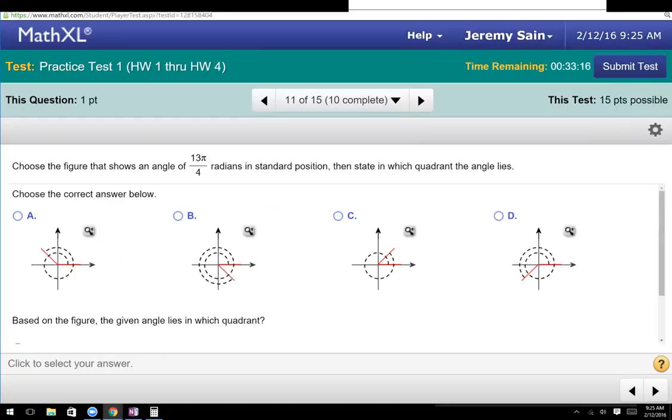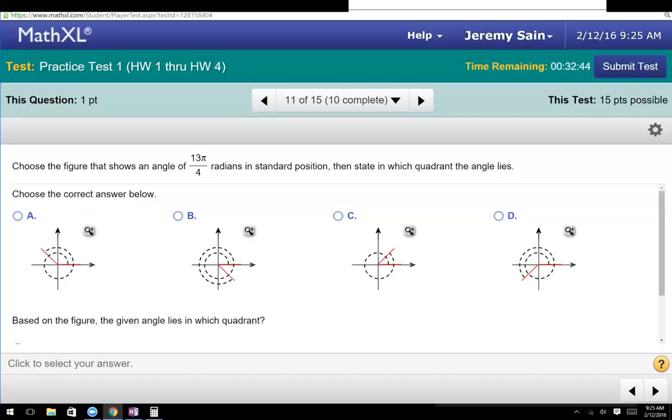Choose 13 pi over 4 radians. So the important part is the fraction. So 13 over 4 is between what? So straight up is what angle in radians? It's pi over 2, and then pi, and then 3 pi over 2, and 2 pi, and so forth. So 13 over 4 is like 3 1/4, right?